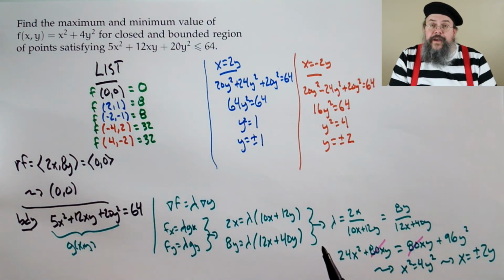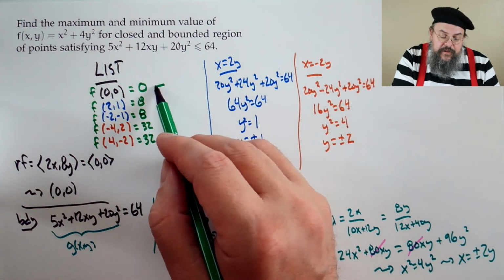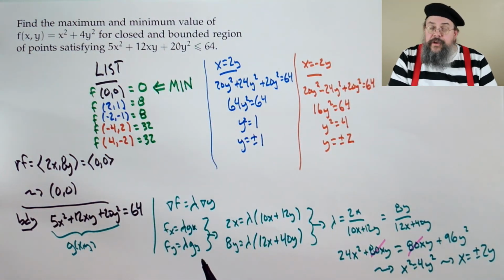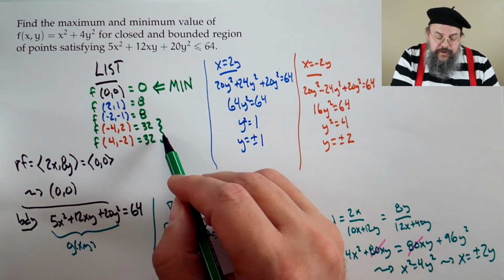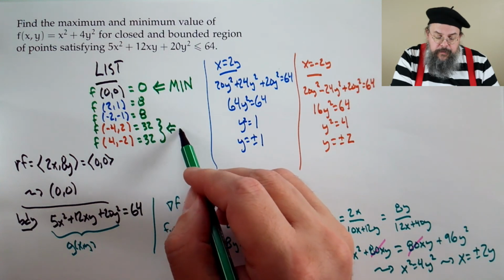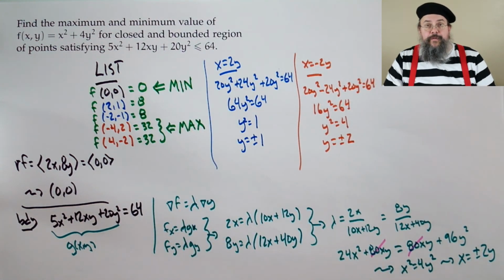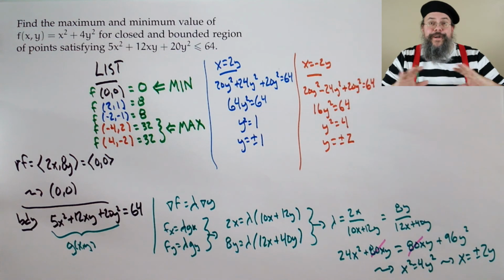Wonderful. And now we say, all right, which one is the smallest? The answer is 0. So there's our min. Minimum value is 0. Which one's our max? Well, the 32. And it happens twice. It's okay to happen more than once. You can attain a maximum value multiple times. Perfectly legal. And we're done.